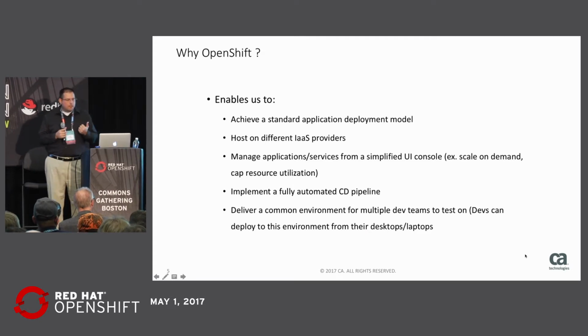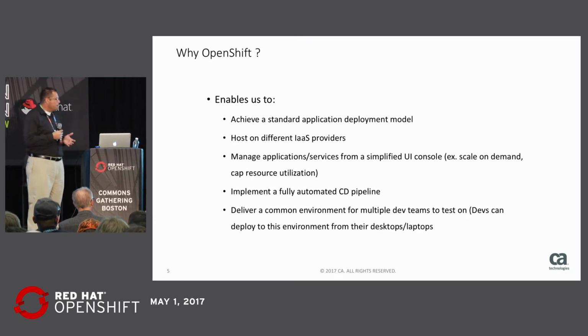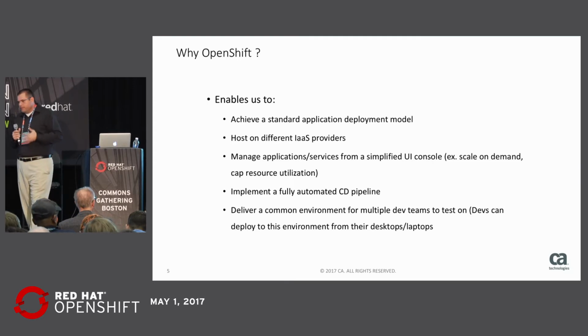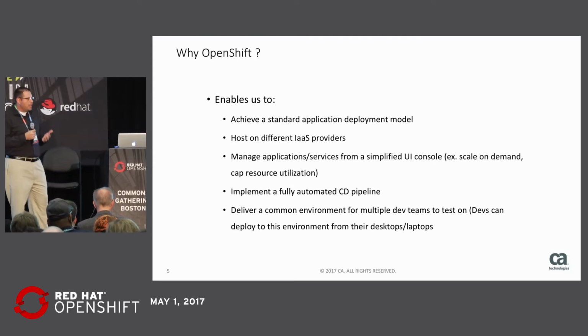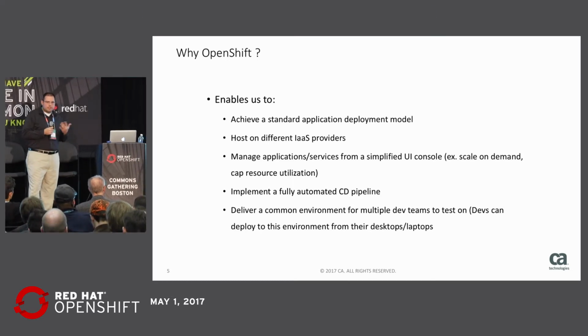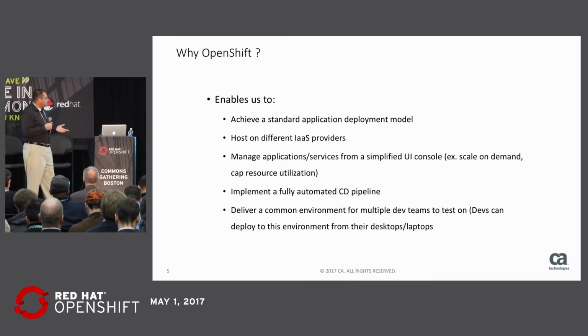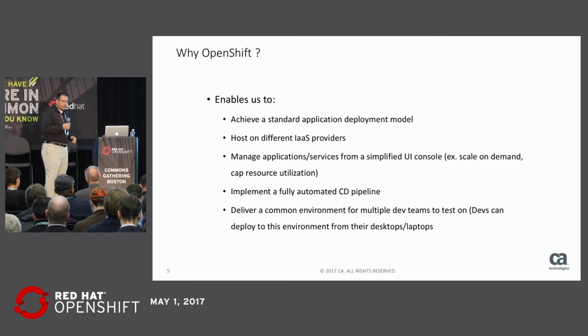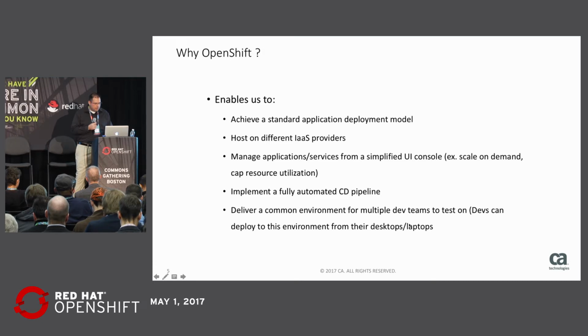So why OpenShift? Again, standard application deployment model, right? Predictable for the most part, unless you don't trust your playbooks, right? Hosting on different infrastructure providers, being able to manage your applications, if you're in operations, some form of administrator, being able to manage the services you have out there deployed today through a UI, where, if you wanted to scale an application on demand, or you wanted to set resource limits on your services. You can do that. A variety of other things, obviously, but those are some of the common ones.